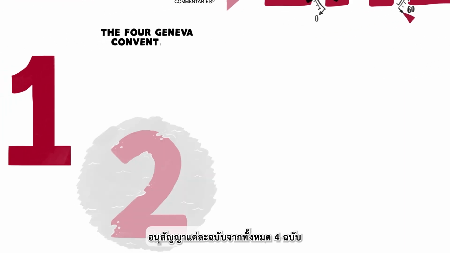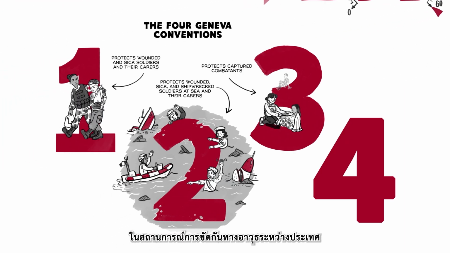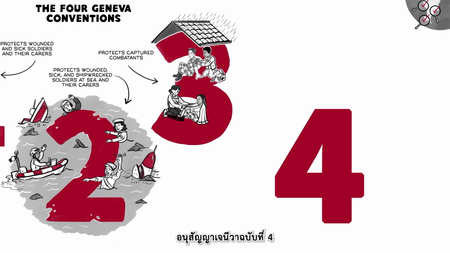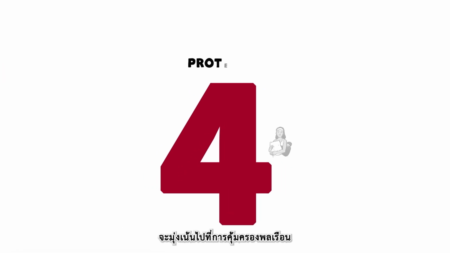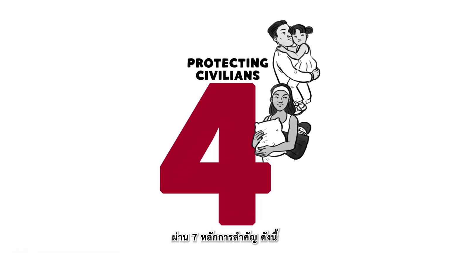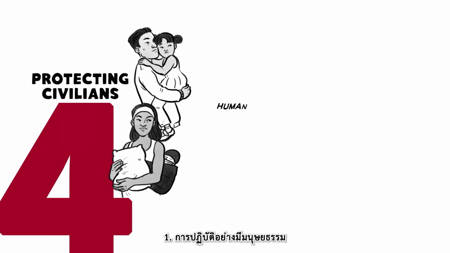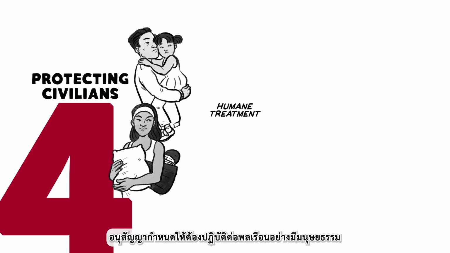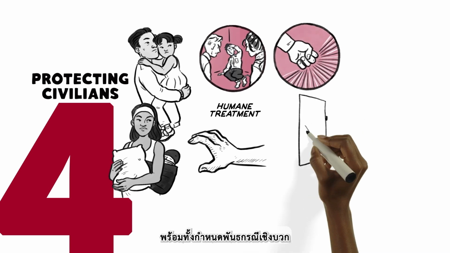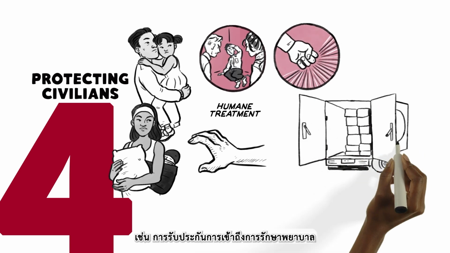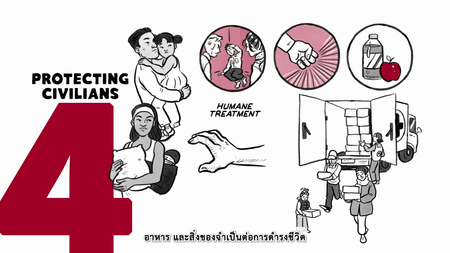Each of the four conventions protects a specific group of people in international conflicts. The Fourth Geneva Convention focuses on protecting civilians. Here are 7 crucial ways it does so. Humane treatment. The convention requires that civilians be humanely treated. It specifically prohibits abuses such as torture and sexual violence, and includes positive obligations like ensuring access to healthcare, food, and other essential goods.